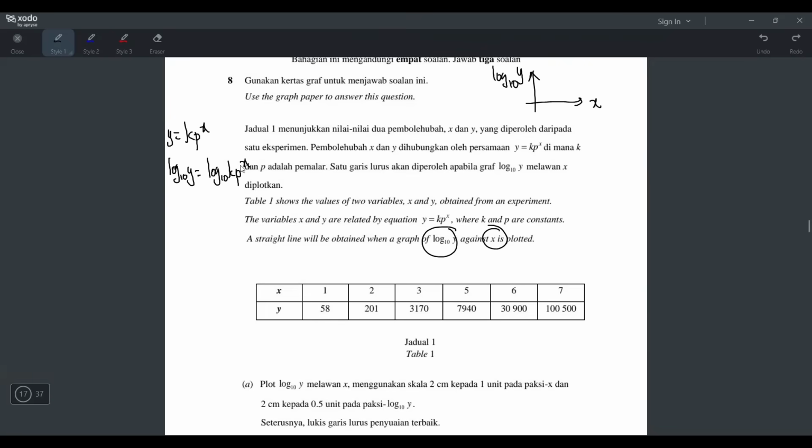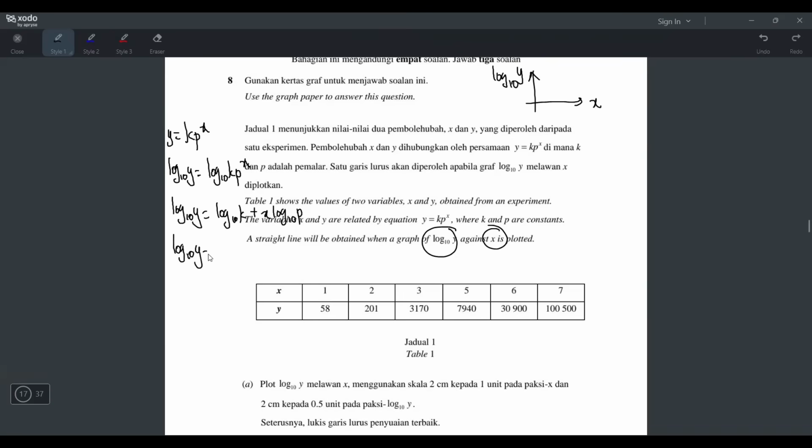Because this x is only p power x. It's not kp power x. If it were kp power x, then the x could be put in front. But they never write brackets. It means only p has the power x. So you cannot put it in front. The way we should do it is to separate this thing. So it becomes log 10 y. This single log, you should separate it, so it becomes log 10 k plus log 10 p power x. And now the x can be put in front. Right? Okay, now just arrange a bit.